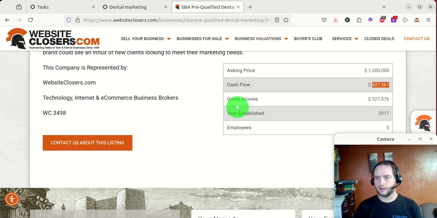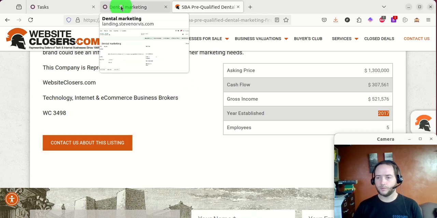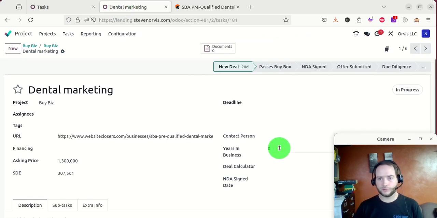And gross income is 500. Wow, that's a lot of cash flow for what they're spending. And year established is 17, which means this is 24, so that would give us, what, 7 years? So years in business is 7. That is deal box 2.